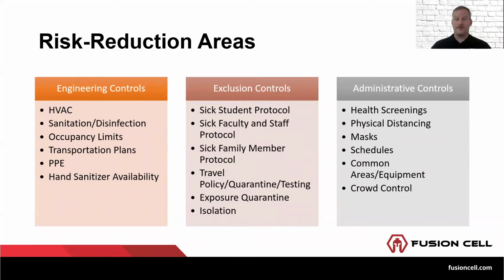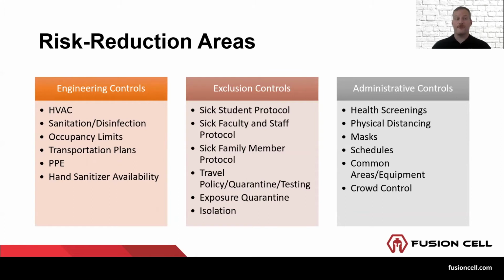Risk reduction controls typically fall into one of 3 areas: engineering, exclusion, and administrative controls. Engineering controls are focused on making sure that the buildings that will be occupied are as safe as reasonably possible. Exclusion controls focus on making sure that people who are sick stay home and that you have the healthiest population within your walls. Administrative controls are behavioral modifications of the people that are coming into the buildings, so those faculty, staff, and students that will be entering for the academic day.